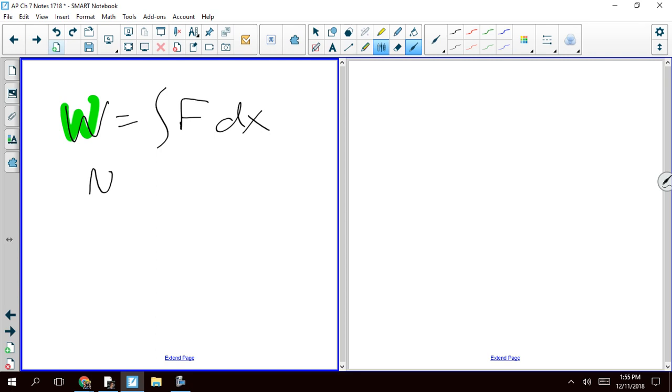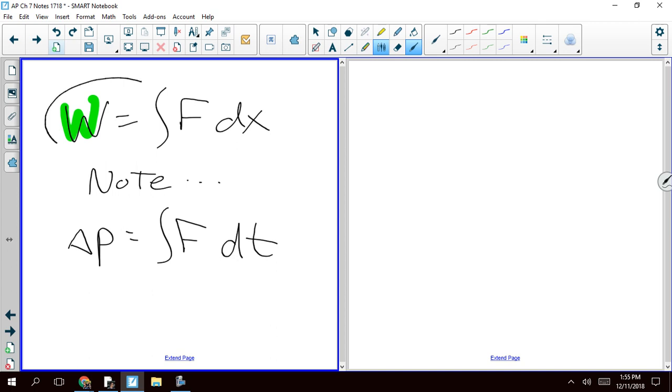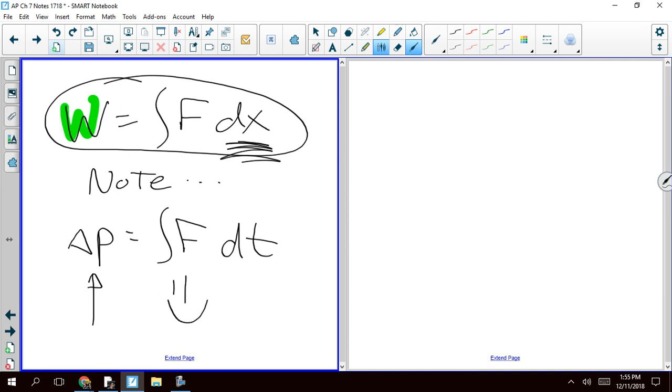So note, for future reference, eventually we're going to learn this: change in momentum is also the integral of force, but not with respect to x, with respect to time. So please be careful. When we're dealing with work, your horizontal axis has got to be x. And then eventually we'll get to this where our horizontal axis is time, which, to be honest, I think is easier. But anyway, that is that.